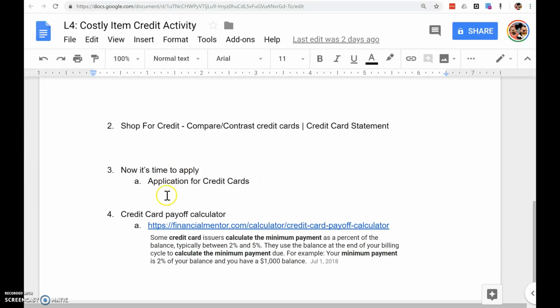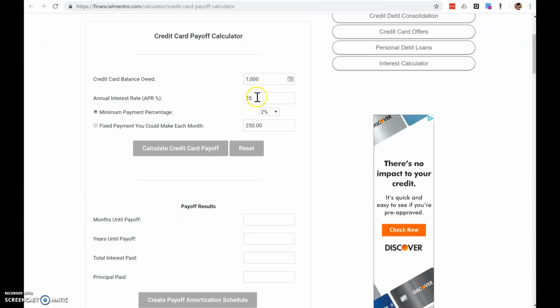You're going to go through a loan application today after this activity, and then it's time to figure out how long it's going to take you to pay off that debt. We're going to use this financial calculator, but I want you to know that if you pay just the minimum payment of 2 to 5% of whatever that initial cost is, how long is it going to take you in order to pay that off? So let's go look at that using this website.